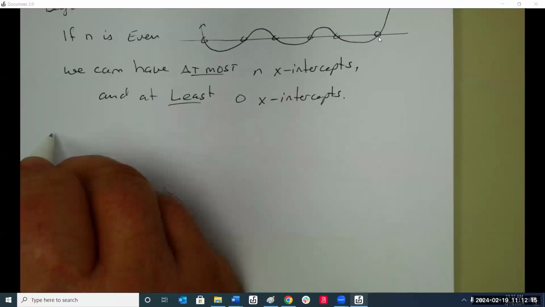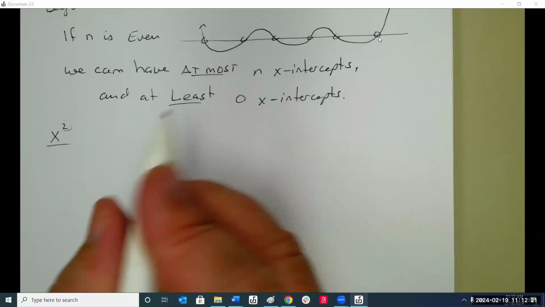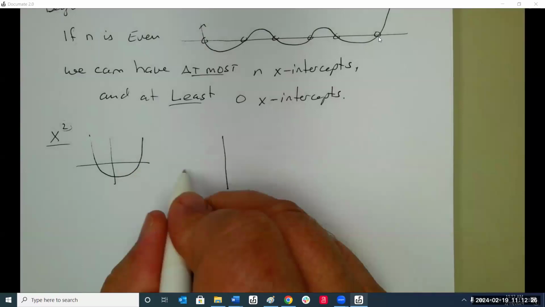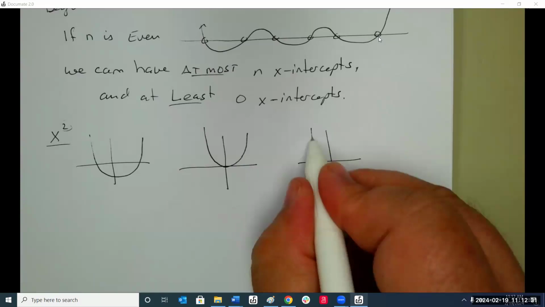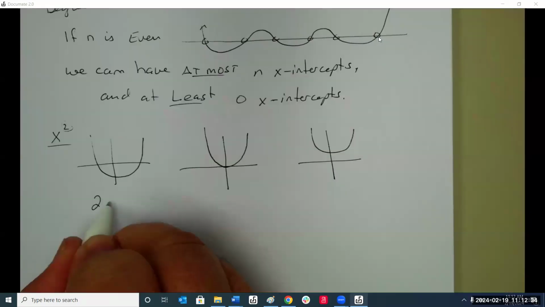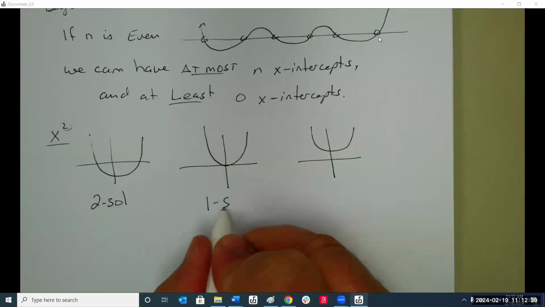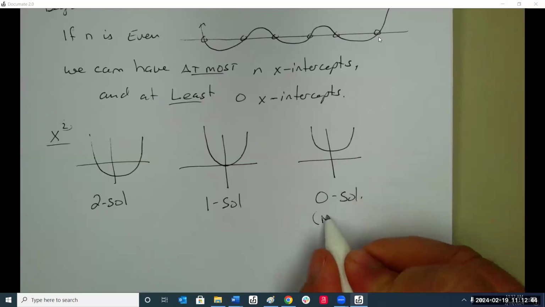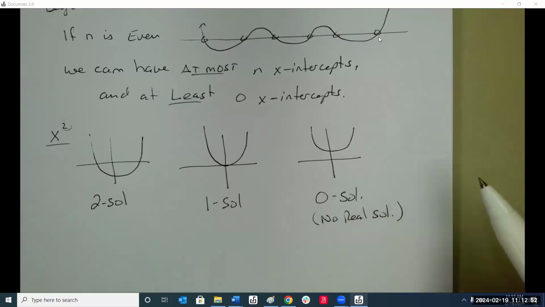So let's see an example. Let's look at the x squared possibilities. It's even. So we know both ends point the same direction. It could look like this. It could look like this. And it could look like this. We have two solutions, one solution, or no real solutions. If it's like this, your answers will be imaginary.